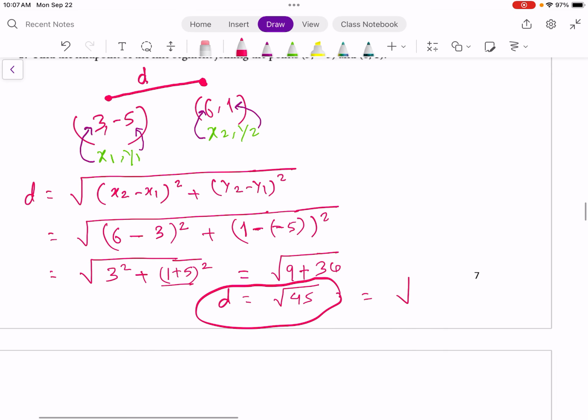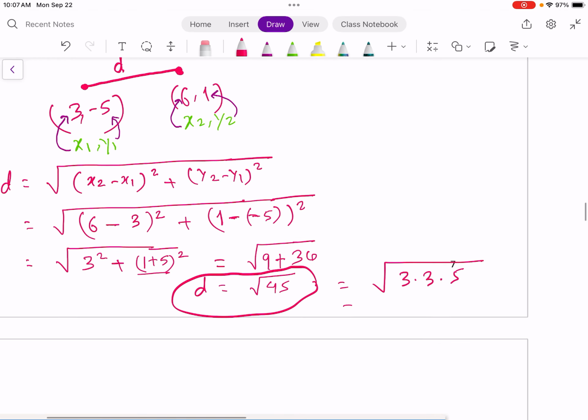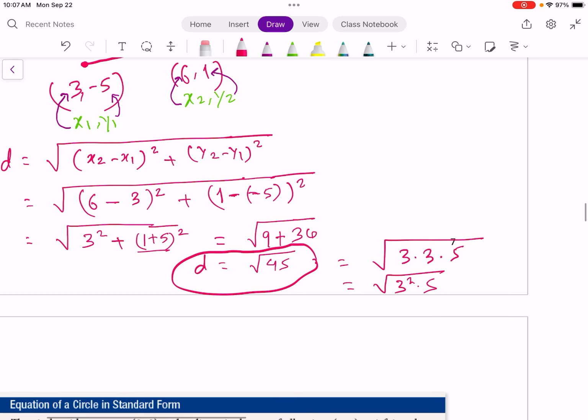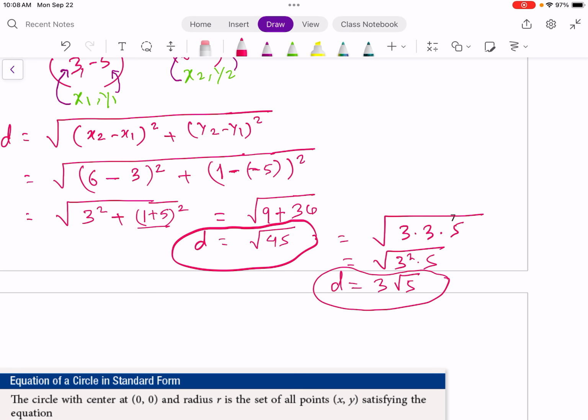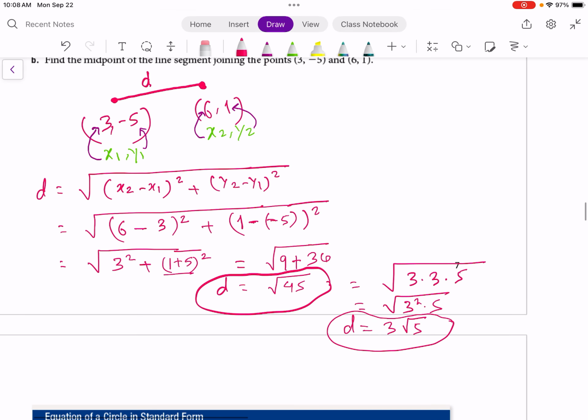Now, if you want to simplify, we can rewrite 45 as 3 times 3 times 5, so this is 3 squared times 5. Now 3 has a square, so we can write 3 outside and 5 under the radical sign. But if you have the square root of 45, still that's fine. Or if you want to use a decimal, write your answer in decimal using a calculator, still that's okay. So this is the distance between these 2 points.